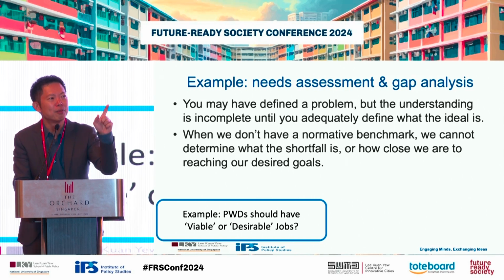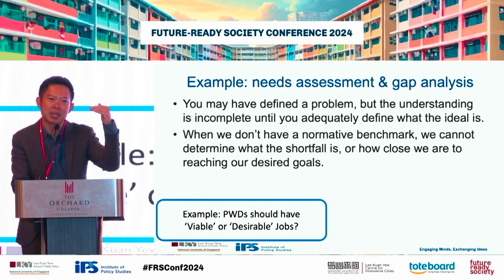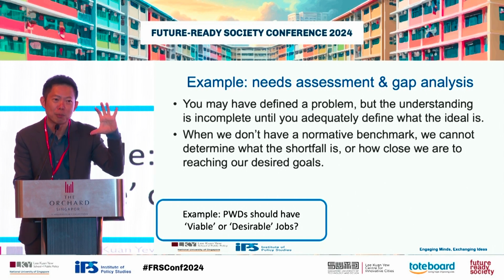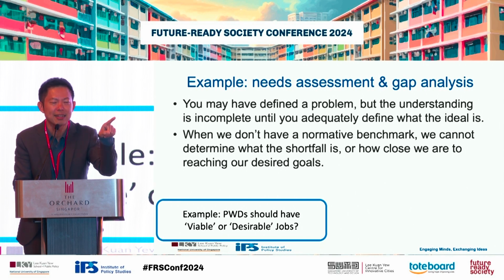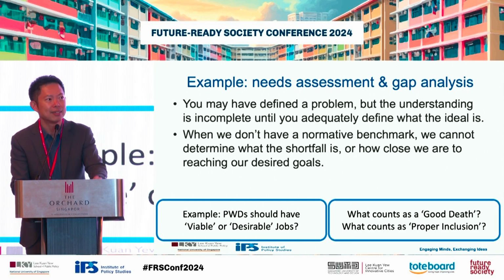But if you change the goalpost, right, you say people with disabilities should have desirable jobs with career progression and job growth and all that, then the bar has become higher. And when the bar has become higher, then the shortfall looks much bigger as well. Now, this isn't a technical issue. This is a normative issue, right? What are our standards?